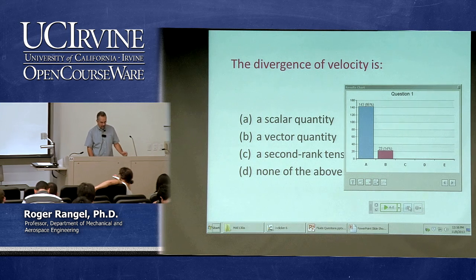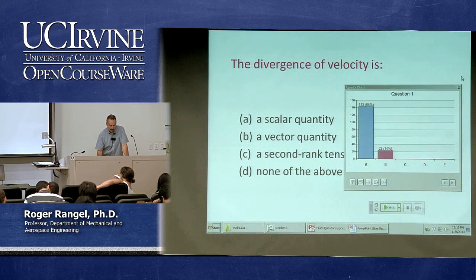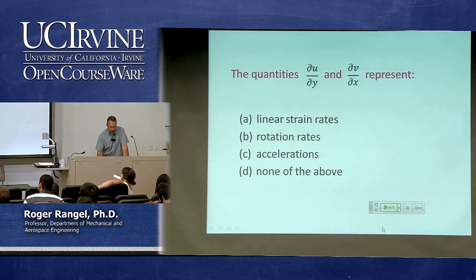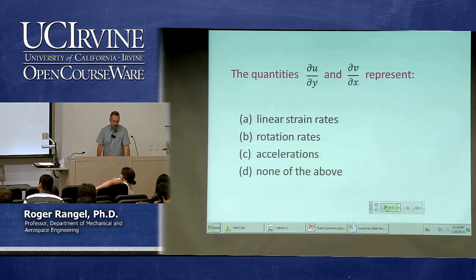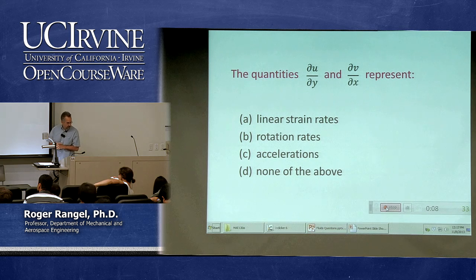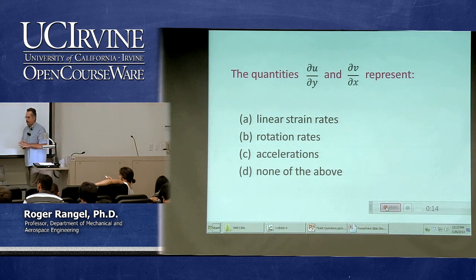I'm not sure if I have that question. I may have that question. Let's see. No, this is just, we'll talk about that one later. So, I give you these two quantities, partial u, partial y, partial v, partial x. What do they represent? Linear strain rates, rotation rates, accelerations, or none of the above?